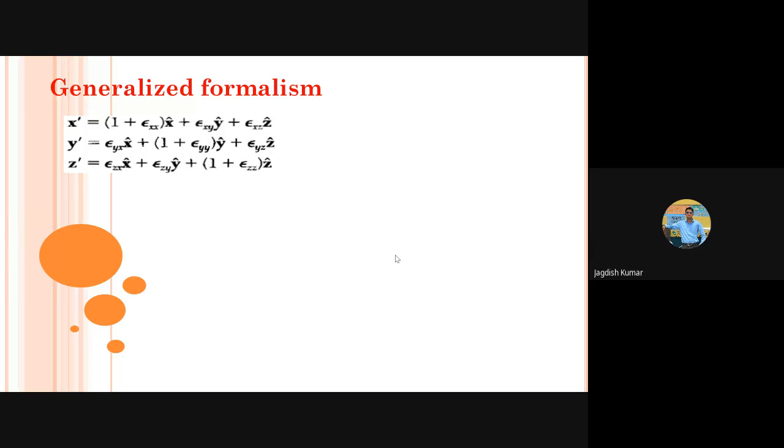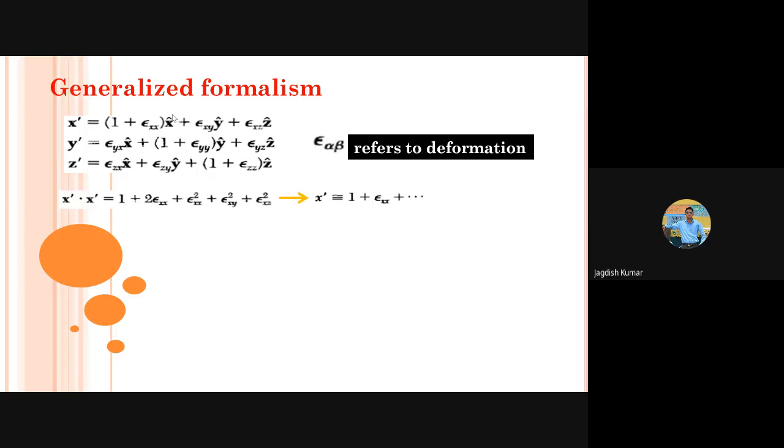Now, I hope you remember that these epsilon xx, epsilon xy, all represent deformations of the 3D body, which we have already discussed in detail in our previous class. If we follow up with this value of x dash, that is the new vector, then what should be x dash dot x dash? I think this also was done in the previous class. This is given by this expression, just taking the dot product.